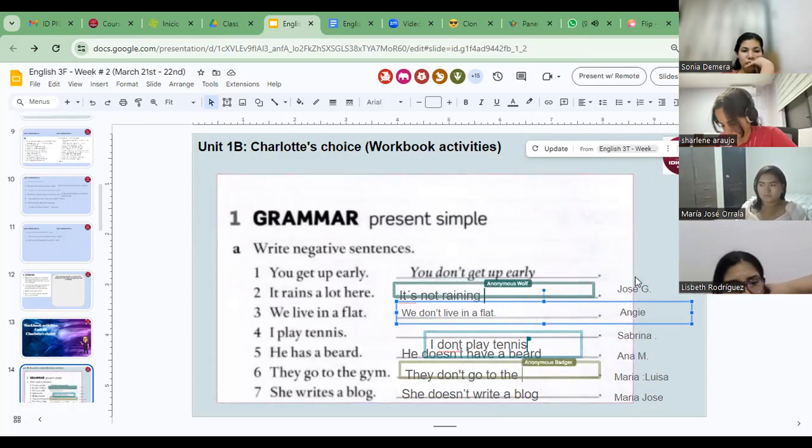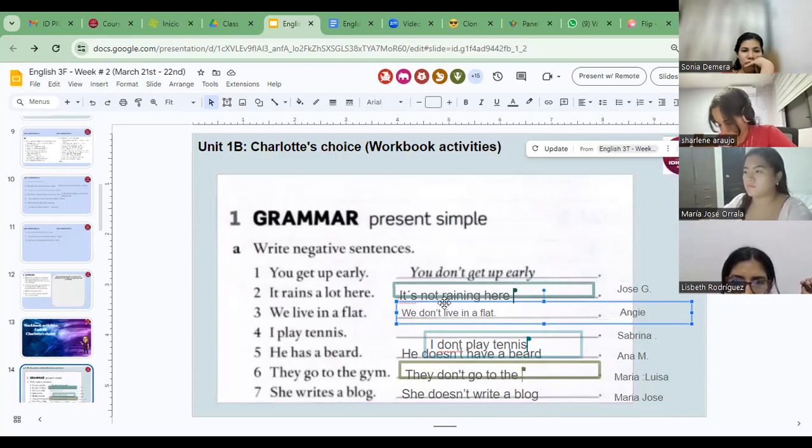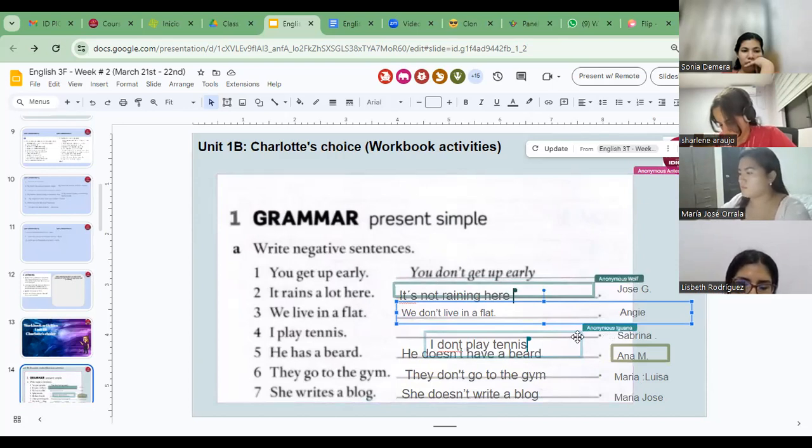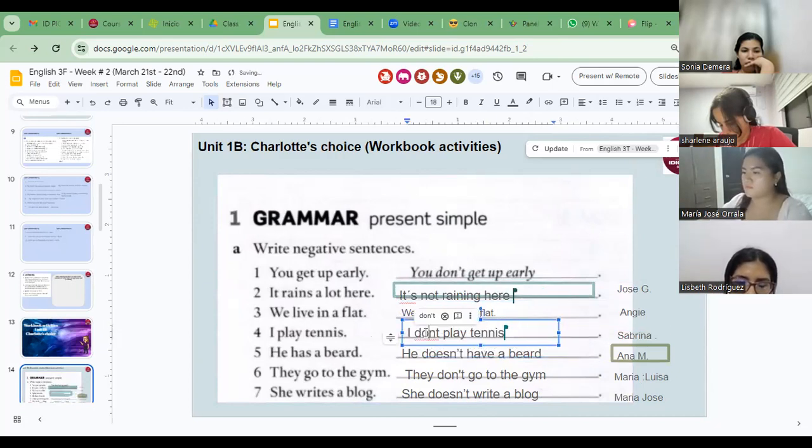It rains a lot here. This is just present simple. It's not present continuous. Cuando escribimos it's not raining, that's present continuous. It's just present simple. But this is just positive into negative statements. Sabrina, number 4. I play tennis. I don't play tennis. Excellent. Acuérdese aquí el apóstrofe.